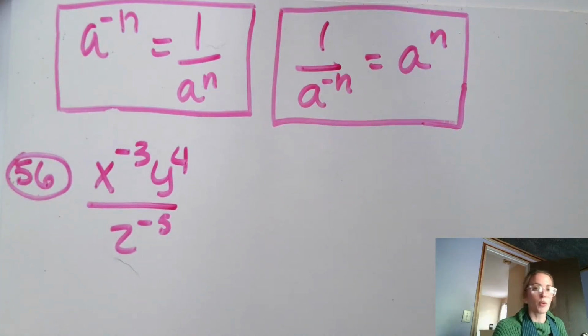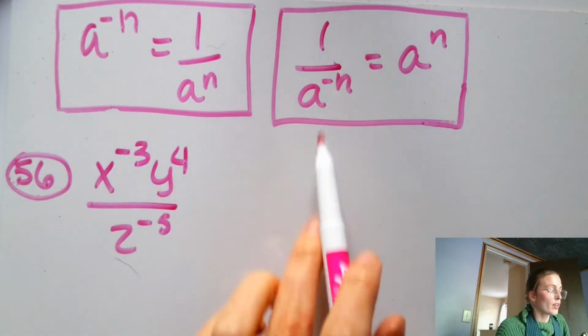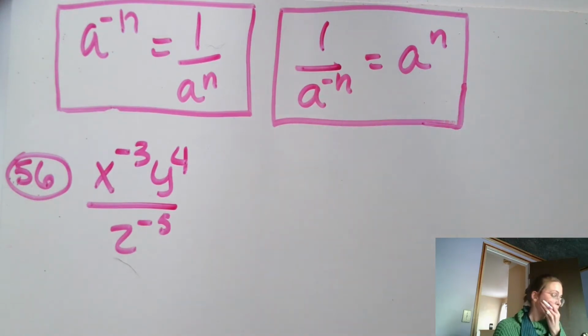This is section 1.6, number 56. This is another example similar to number 57 in the homework. So we're using these two rules: a to the negative n equals 1 over a to the n, and 1 over a to the negative n equals a to the n.